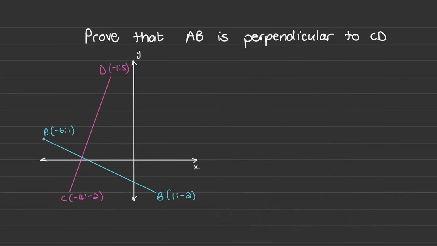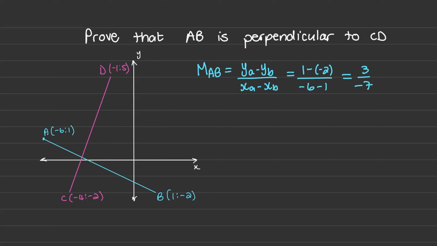In our final example, we want to prove that line AB is perpendicular to line CD. And we will use the gradients of line AB and the gradient of line CD to prove that they are perpendicular to each other. So first, let us find the gradient of line AB, which is the difference of y's over the difference of x's. So that will be 1 minus -2 over -6 minus 1, which is equal to 3 over -7, or we can say negative 3 over 7.